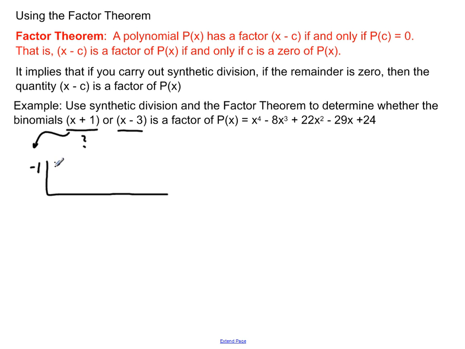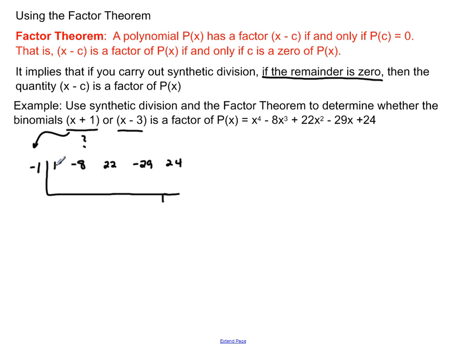So we're going to have 1x to the 4th minus 8x cubed plus 22x squared minus 29x plus 24. And we're interested in finding what happens to the remainder. If that remainder is 0, then x plus 1 will be a factor. Otherwise, it isn't. So let's see.